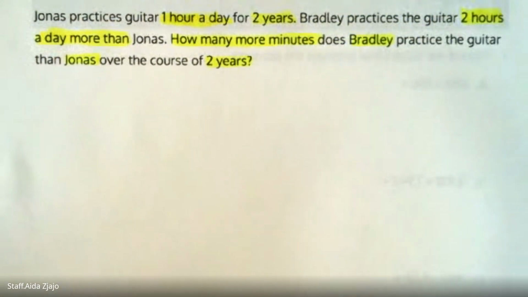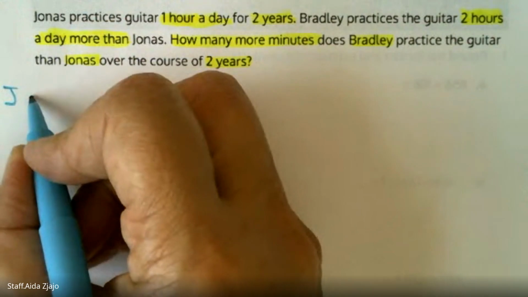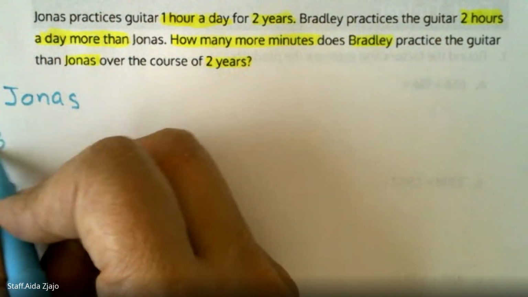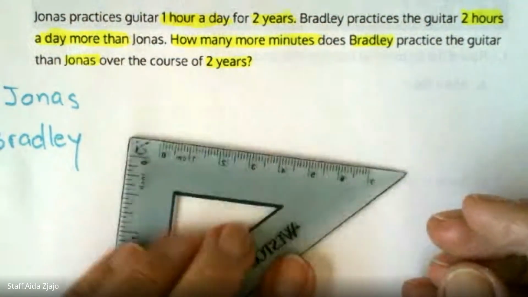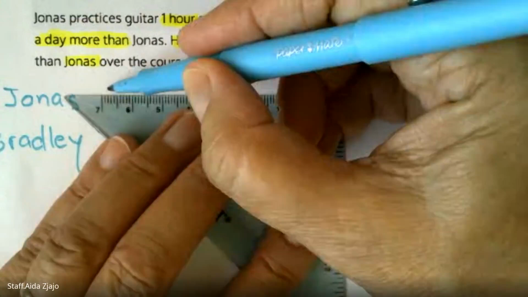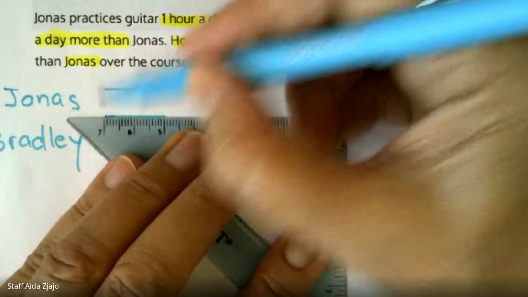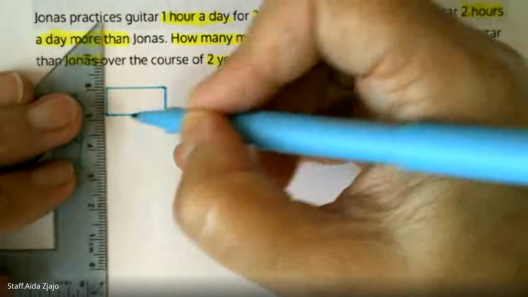Let's see. If we use a tape diagram, we start with labeling. This could be Jonas and this could be Bradley. When you do a comparison problem, you always start with the same. What if they practice the same? Each of them did 1 hour.